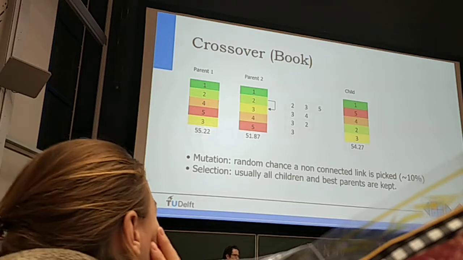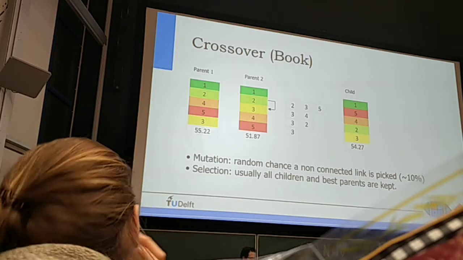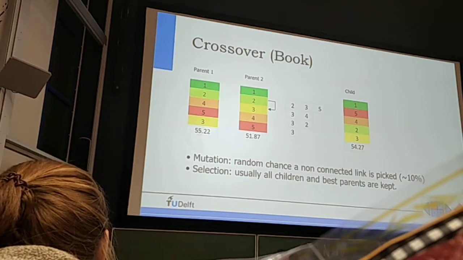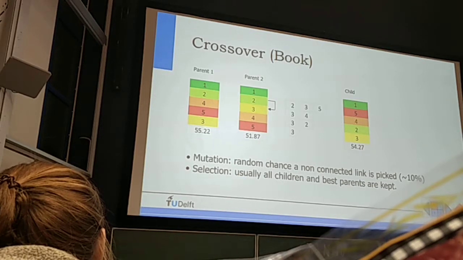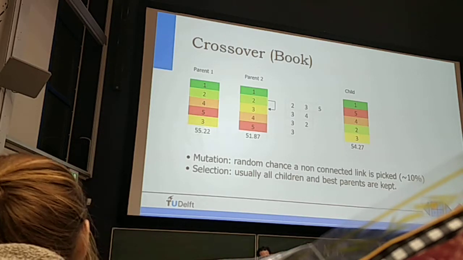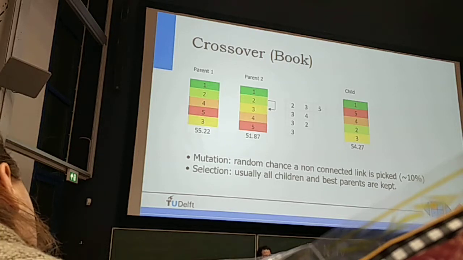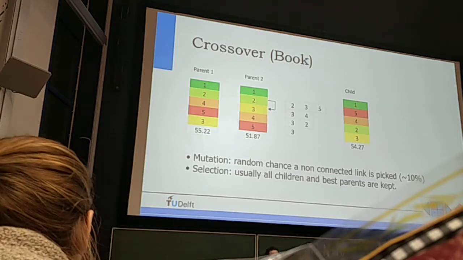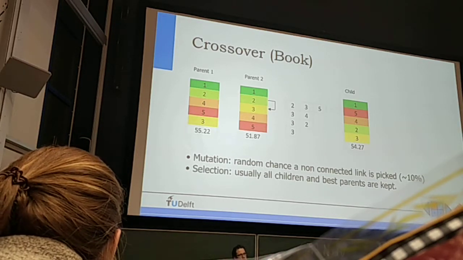In that case, there's a random chance we get a non-connected link. And selection: usually what we actually do is we keep all the children. So only 50% of the parents reproduce, so we get 50% of the original population as children. We dump half of the parents, replace them with the children, and that's our new set for the next iteration.